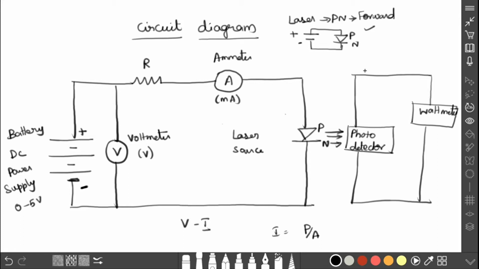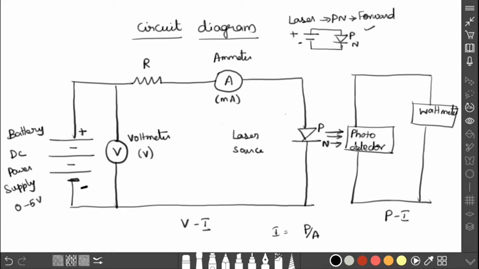This photo detector is connected to the watt meter. Watt is nothing but power, so here we are going to measure the power. This is the second part of this experiment. The first part is voltage versus current. The second part is current versus power. So this we are going to perform in this experiment.